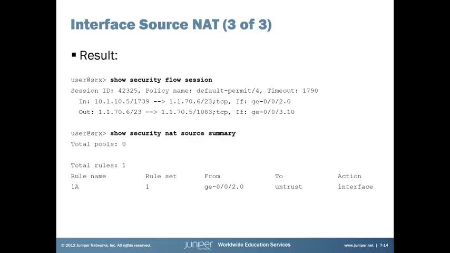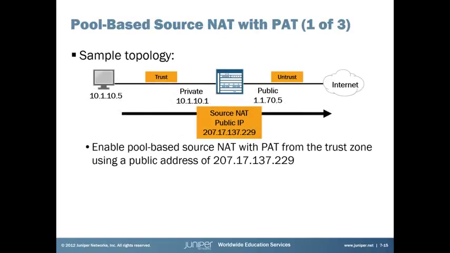Alright, so the show security NAT source summary, here we have the rule set from GE002 to untrust action interface. So that's just the summary of it there. So that was interface source NATing.